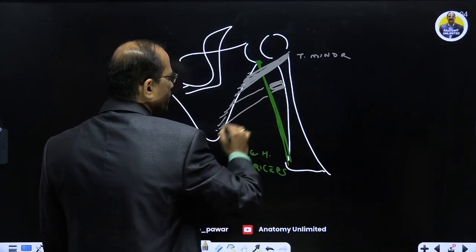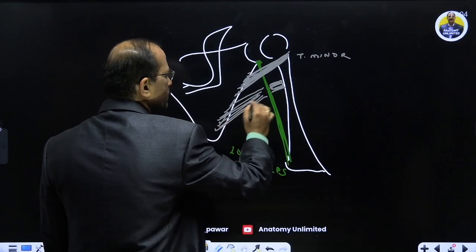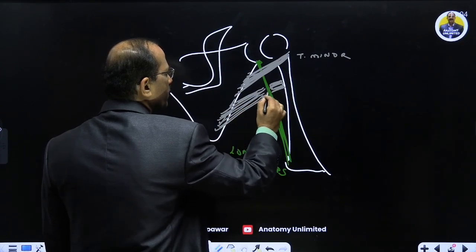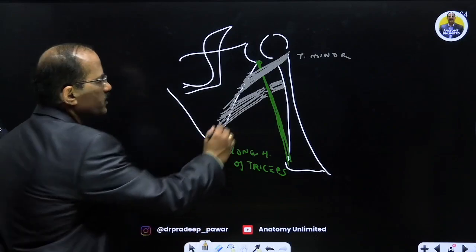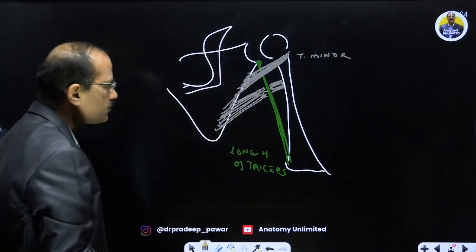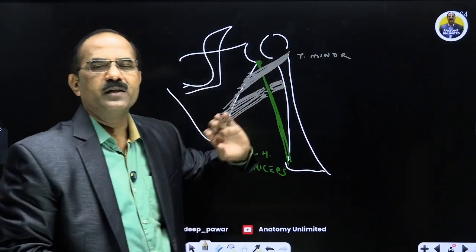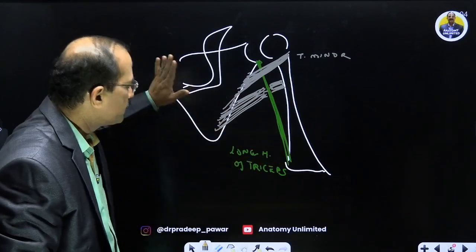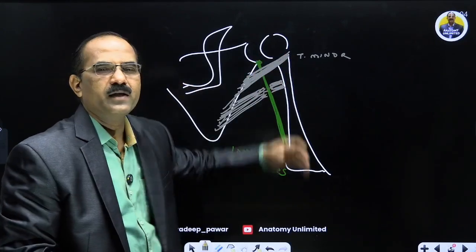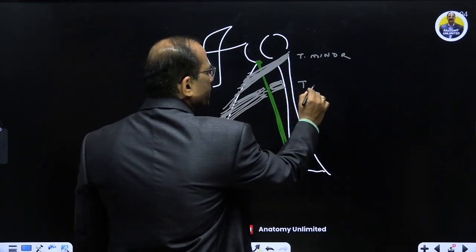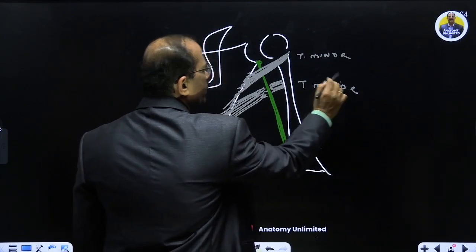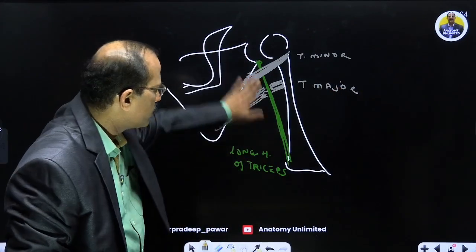It goes to the anterior aspect of the humerus. It is inserted on the medial lip of the bicipital groove. What is this muscle? So this is the teres minor inserted on the greater tubercle of the humerus. This muscle is going in front and getting inserted on the medial lip of the bicipital groove. This is the teres major. So this is teres minor, teres major, and long head of triceps.